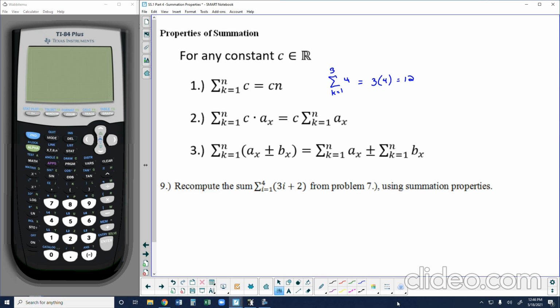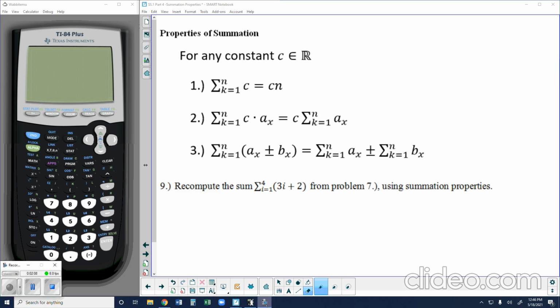So just depending on how we look at that summation, we could do the addition of the terms, or we can multiply the element times the upper bound or upper limit to find the value.